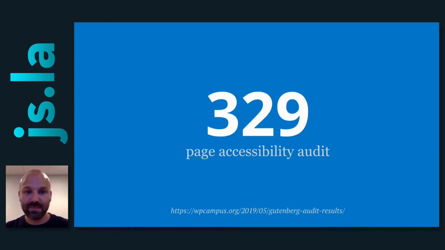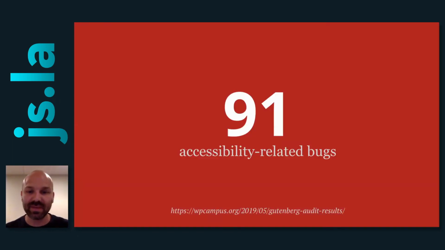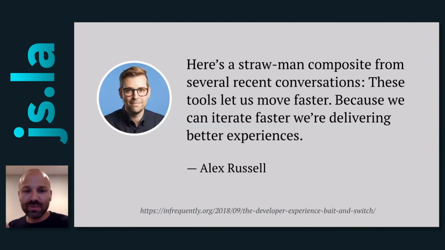Fast forward a year later, May 2019. Gutenberg has been out for a month and a half, 2 months. A detailed accessibility audit is done on it and finds that there are, unsurprisingly, a lot of accessibility bugs. The report was 329 pages long and documented 91 accessibility-related bugs. Some of them really like simple low-hanging fruit that could have been easily fixed if Rian had been empowered to do her job better. So these tools may let some developers on your team work faster, but I'm not convinced that they're actually better for the overall development process or for your end users.